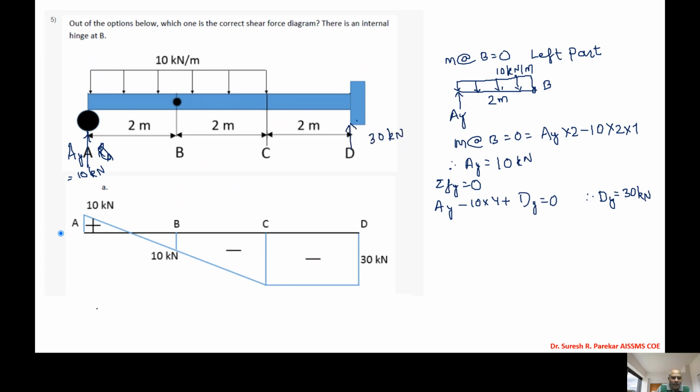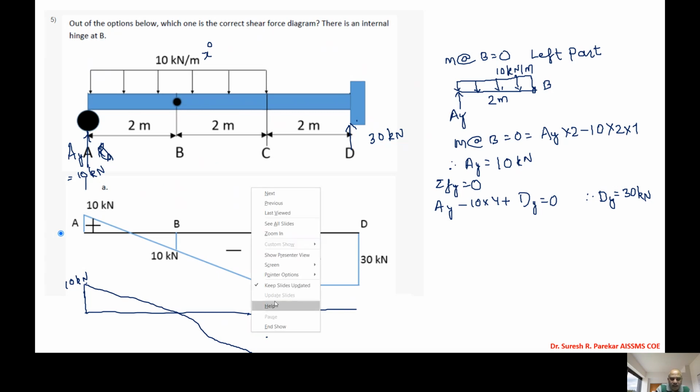Now we will plot the SFD over here and then we can go for the correct option. I have not taken other options. So we have 10 kilonewton. I will go up 10 kilonewton. Then we have at C, till C we have x to the power 0, sorry, and here we will get x to the power 1. So now what will be this value? This will be 10 minus 40, so I will get this value equal to minus 30 kilonewton.